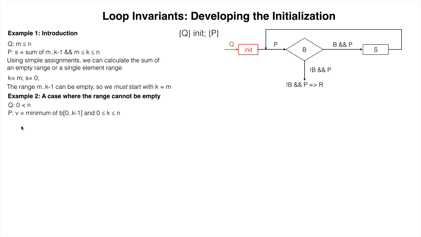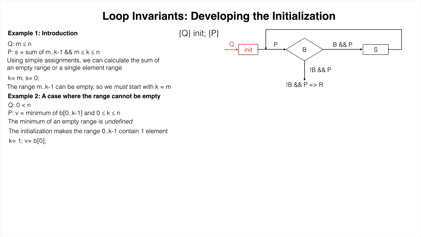Because the minimum of an empty set is not defined, the initialization cannot make range 0..k-1 empty. Instead, the initialization must make the range contain a single value, b[0]. The initialization we will use is therefore k becomes 1, v becomes b[0]. This satisfies the invariant because the range 0..k-1 only contains one element, b[0]. That element is therefore the minimum of the elements in that range.